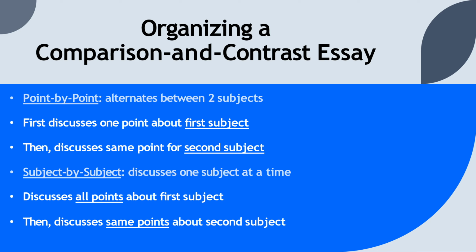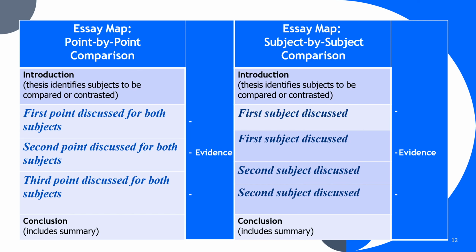Or you can do it subject by subject. I can say, hey, let me tell you all about car A. And I go through everything about car A. Here's its gas mileage. Here's its cargo space. Here's what kind of engine it has under the hood. Here's why you might want it. Okay, now I'm going to talk to you about car B, and I'm going to go through everything. And then I may have my conclusion, kind of trying to draw some sort of summary or point about going through it that way.